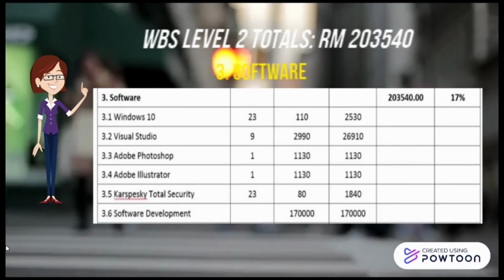We also need one Adobe Photoshop and one Adobe Illustrator for the design team to use, it is 1,130 per unit. Important to have Kaspersky Total Security for all the computers to avoid any virus attack. It is 80 ringgit per unit. Lastly, the software development price is 170,000. The total WBS of this part is 203,540 ringgit.